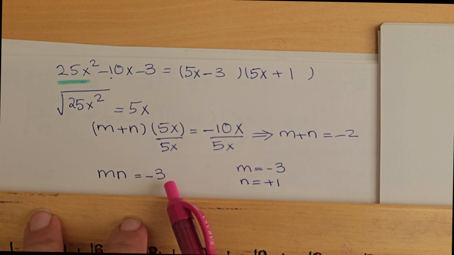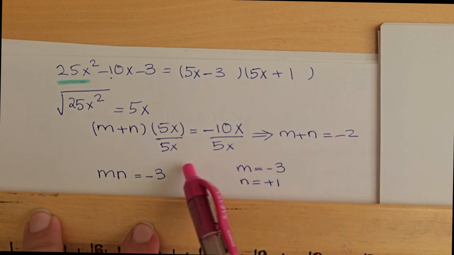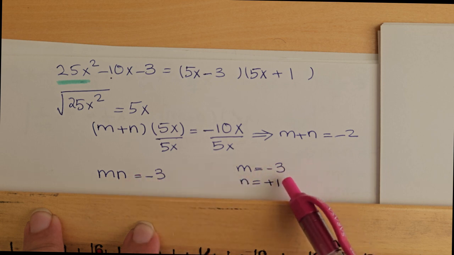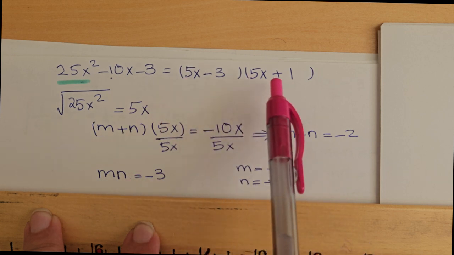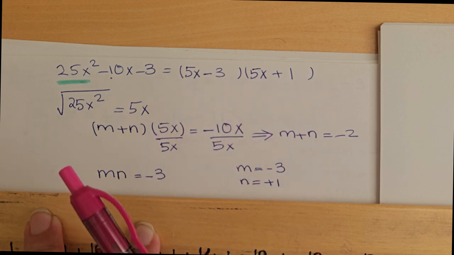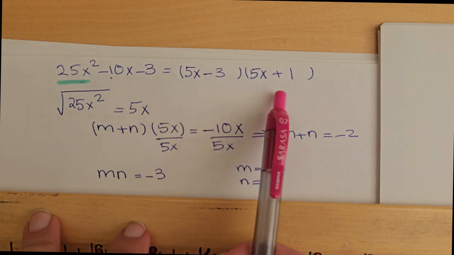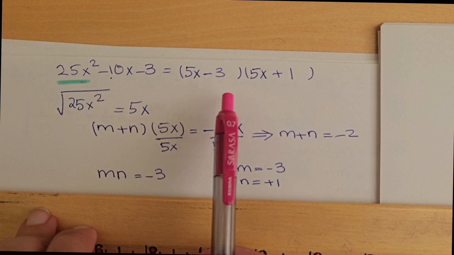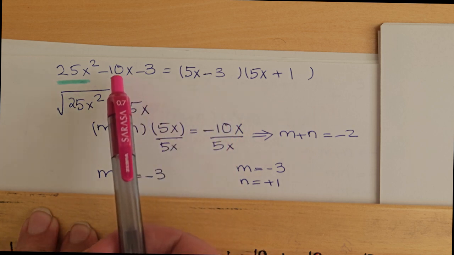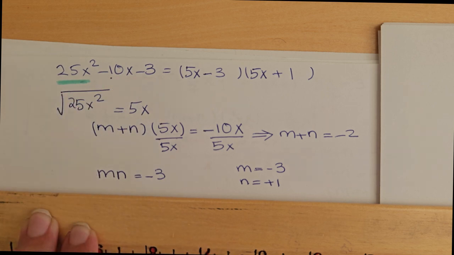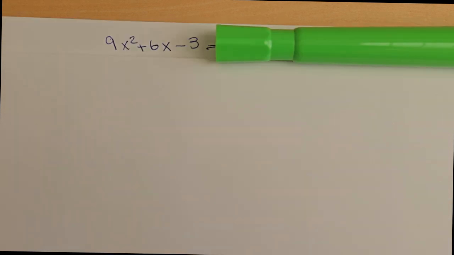So I'm looking for two numbers. If I add them, I get -2. Multiply them, I get -3, which are -3 and 1. And I substitute it back in here. This is the final answer. And the good thing here is, if you multiply or fold them back together, after simplification, you should get this side of the equal sign, exactly the same thing. Okay, let's continue our video with the third example.